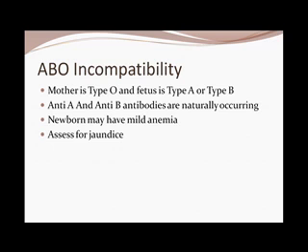If a mother is type O and a fetus is type A or B, there can be an issue here if she's exposed to the type A or B blood. Anti-A and anti-B antibodies are naturally occurring, so this is not like Rh sensitization, where her body is exposed to one pregnancy of the opposite type and responds by making an antibody. Instead, these antibodies are naturally occurring.